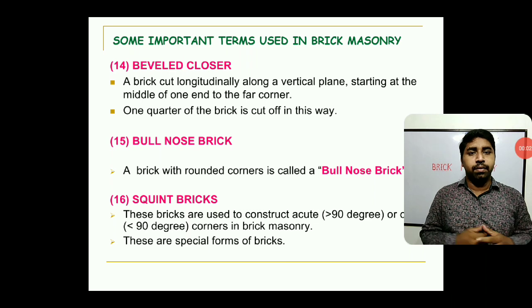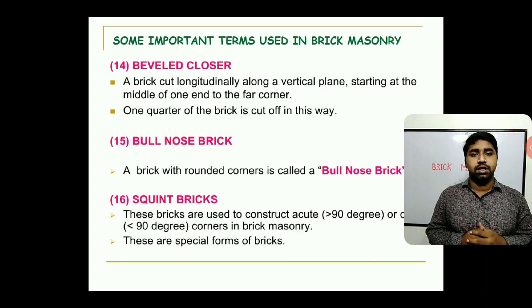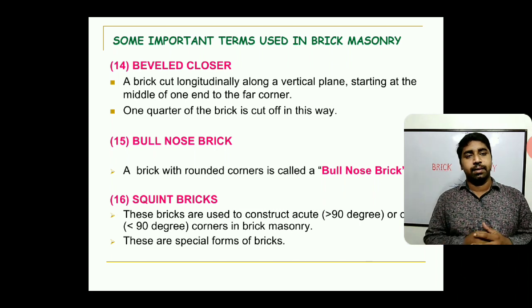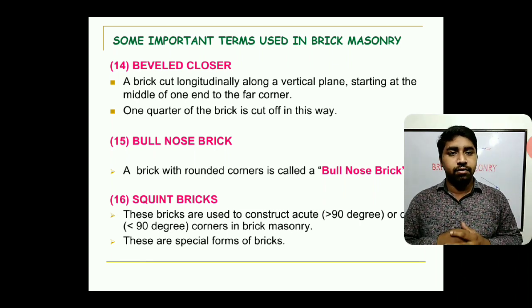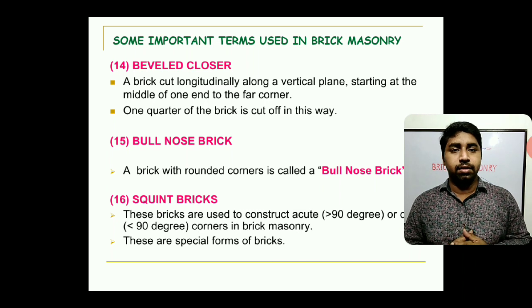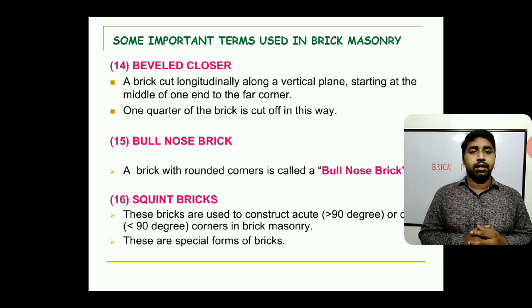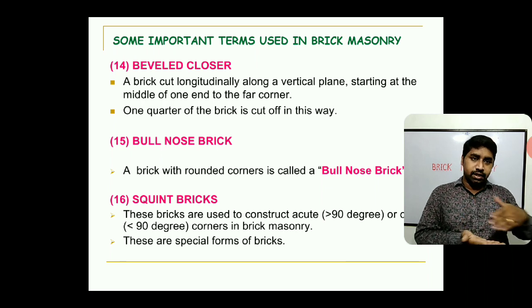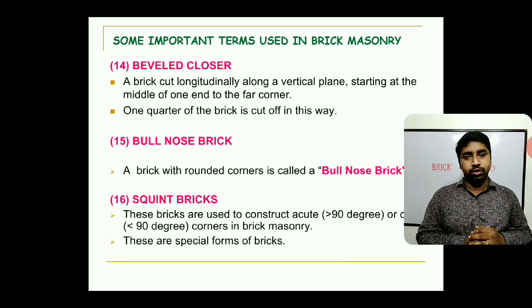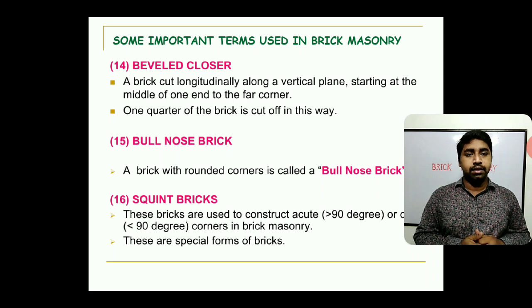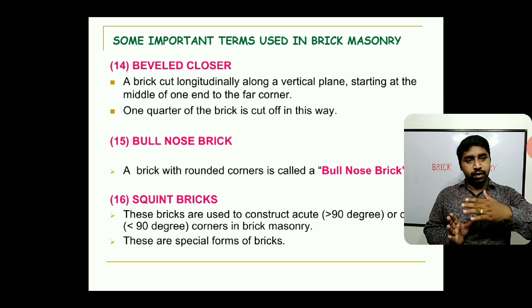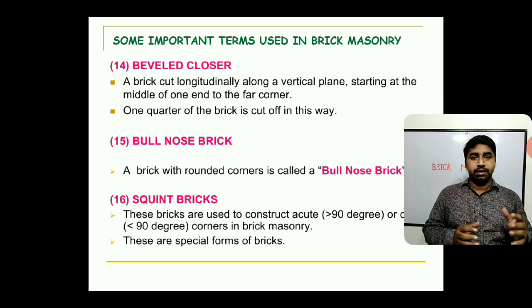Okay, next beveled closure. So for beveled closure, we have seen the figure. A brick which was cut longitudinally along a vertical plane starting at the middle of one end to the far corner. So from the middle to the far corner if it was cut, then it is called beveled closure. 1/4 of the brick is cut off in this way. So one portion of the brick will be cut in this way.